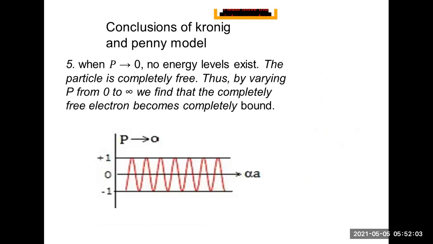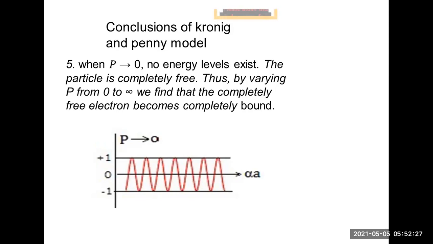So when P is tending to 0, there will be no energy level. If we have increased P to infinity, and then we reduce P to the minimum level, that is P tends to 0, what will happen? The particle is completely free here. So if the strength is minimized, definitely the electron can move anywhere inside the metal.